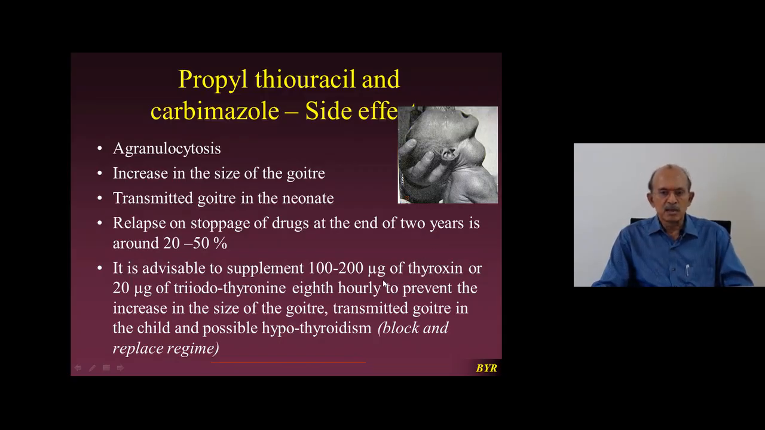So this method of treatment is called the block and replace regime. You are blocking the thyroid gland from secreting thyroid hormones, and you are replacing the required amount of thyroxine by external supplementation. So this is called the block and replace regime. So in every case, if you block the thyroid gland and supplement with thyroxine, that will be beneficial.